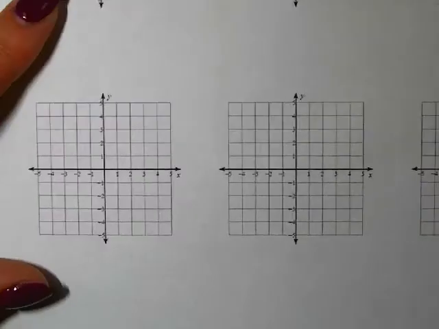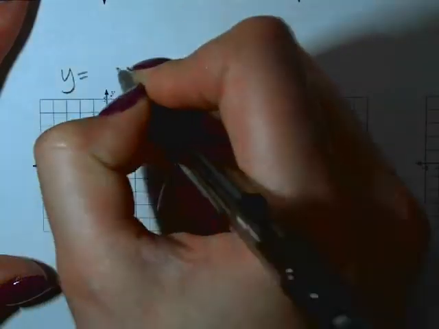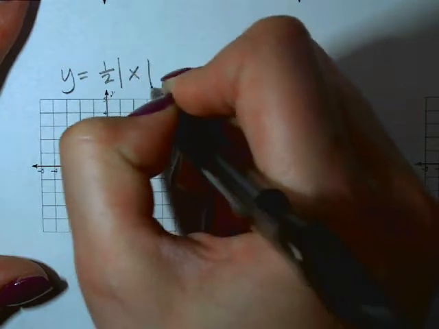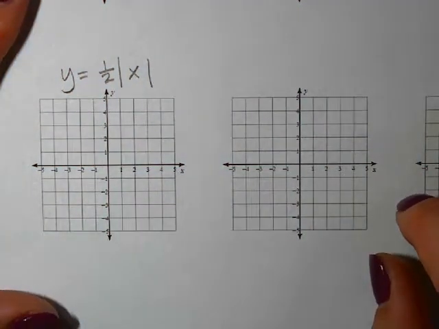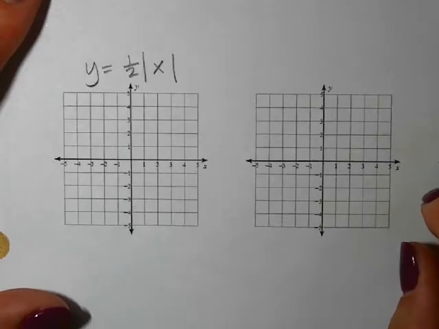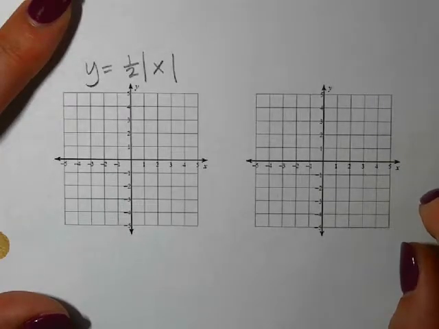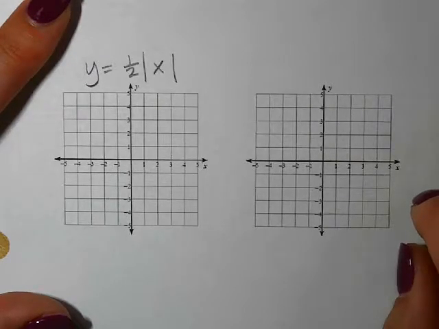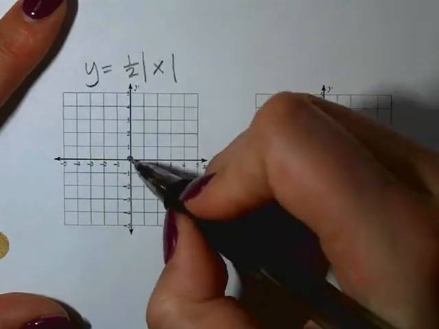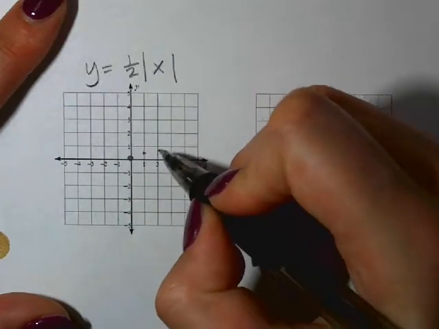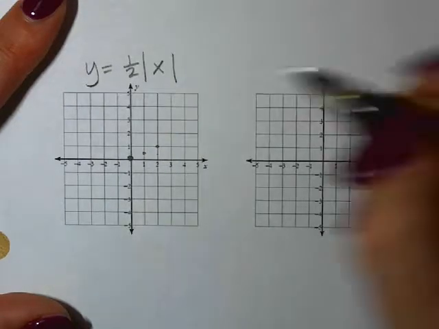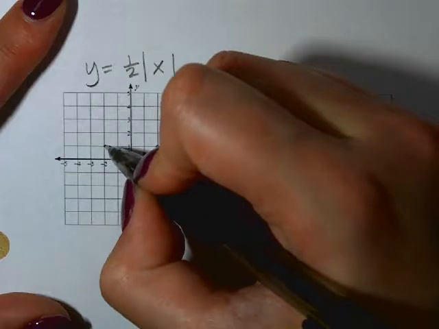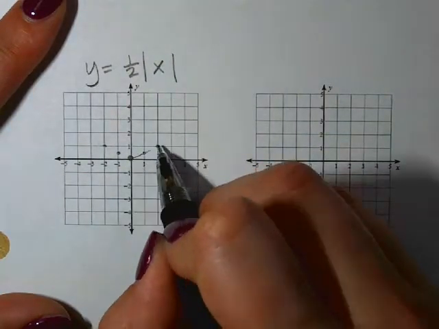All right, the next one, we're going to do y equals 1/2 times the absolute value of x. So what do you guys think that does? Makes it half as tall. So normally they go over 1, up 1. So how are we going to make it half as tall? We're going to go over 1, up half. Okay, so start at 0, 0. You're going to go over 1, up half, over 1, up half. And when you look at these, when you compress a graph, it actually makes it look really fat. You guys seeing that?